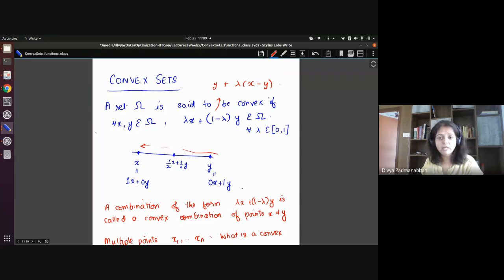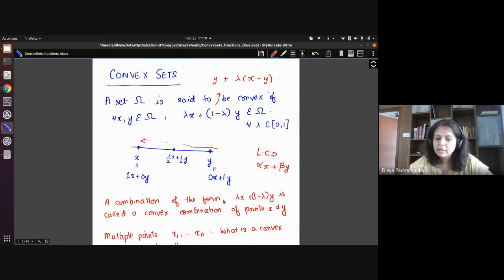So you know about linear combinations, right? In linear combinations, you just had something like alpha x plus beta y, something like this. And there was no restriction on alpha and beta, right? So a convex combination is a special case where alpha and beta are positive and they sum to 1, because you want it to be on the line.